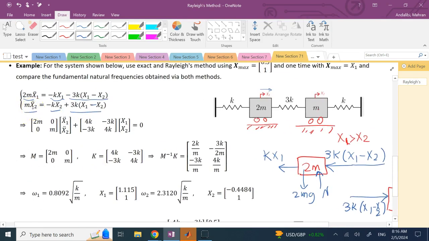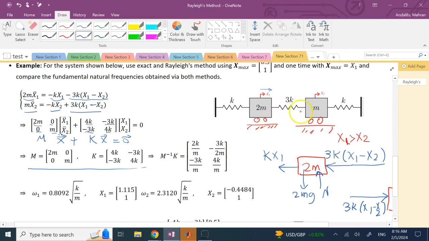You see, one of them is positive, one of them is negative, and this is the equation for the second mass. Now we're going to arrange it in a matrix format, so we're going to write it as m times x double dot plus k times x equals 0, where the x vector is the vector of x1 and x2. You see the mass matrix is going to be 2m 0 0 m, and the k matrix is going to be 4k negative 3k negative 3k 4k. Okay, so these are our mass and stiffness matrices.